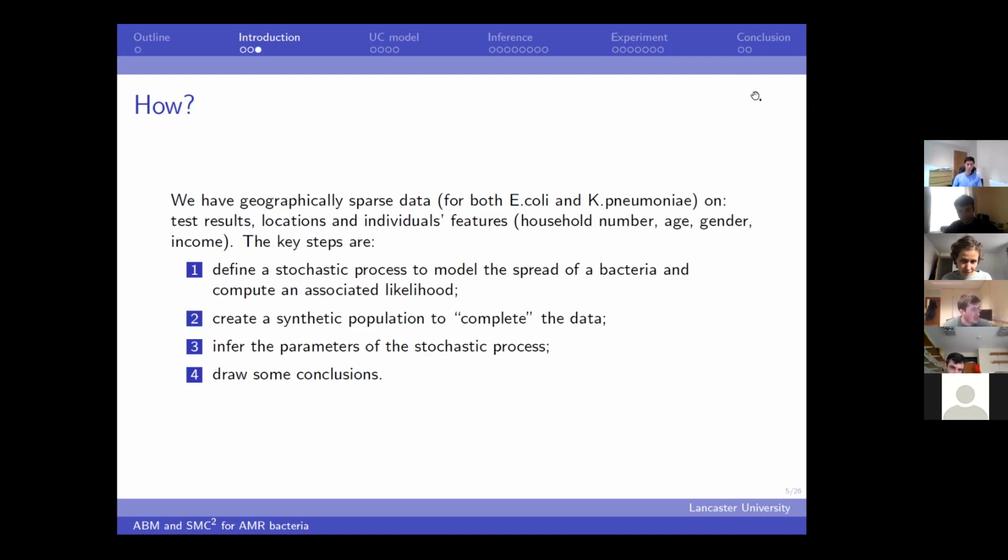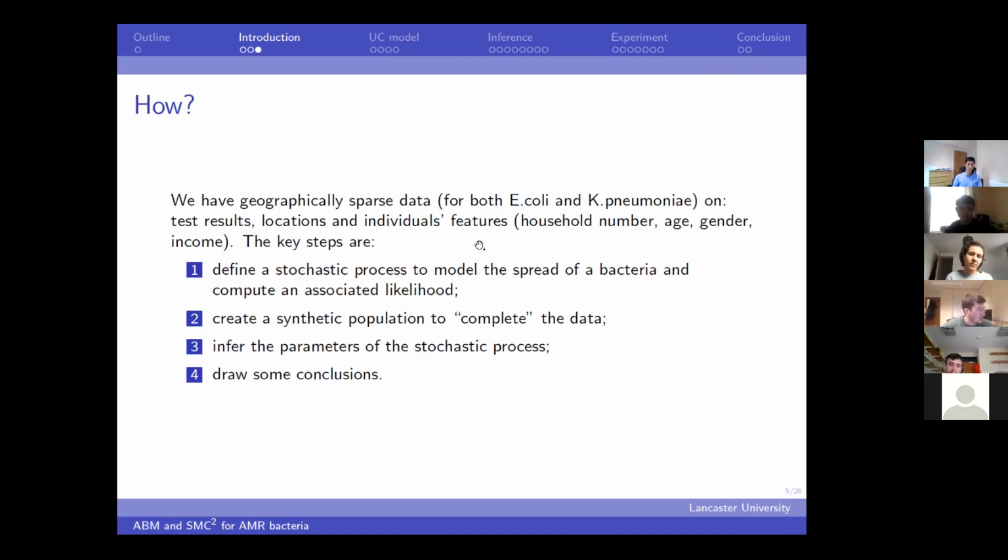The key steps are: define a stochastic process that models the spread of the bacteria, and of course compute the associated likelihood. Then sort of complete these sparse data with a synthetic population, just to model the dynamic of the spread of the bacteria properly. Then infer the parameters and, of course, draw some conclusions.